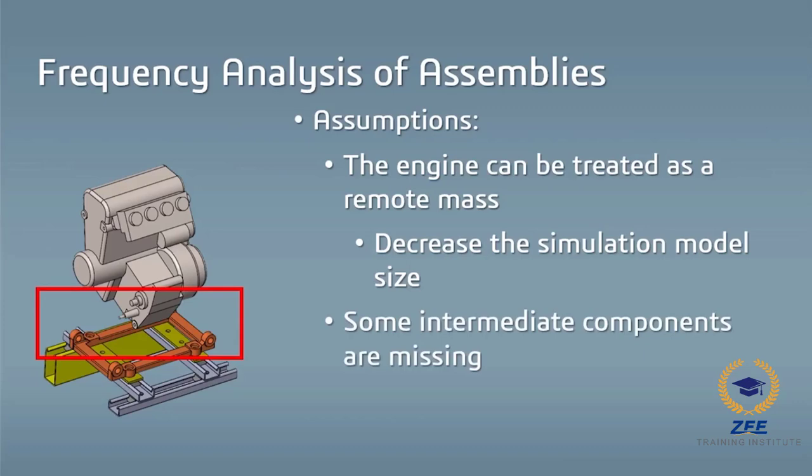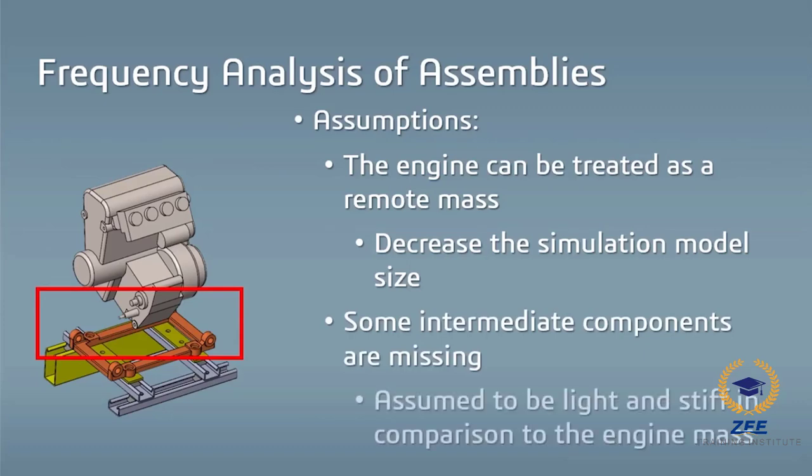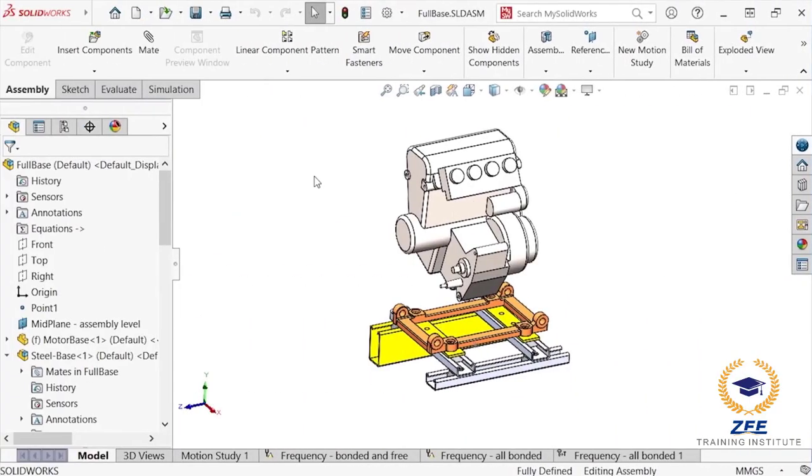Secondly, I want to point out that some of the intermediate components that connect the engine to the frame are missing. These components are assumed to be very stiff and light in comparison to the engine mass, which means they can be suppressed in the analysis. Now that I have stated the assumptions about the model, I'll begin walking through the first frequency analysis.